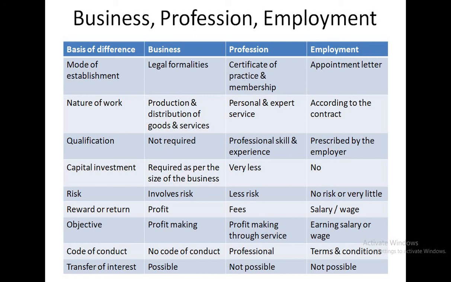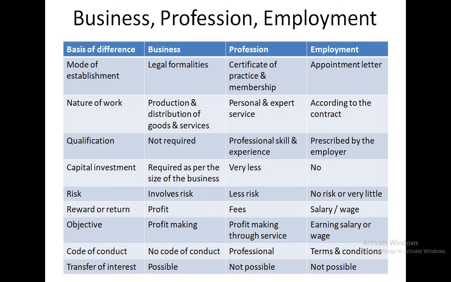Then the sixth point, reward or return. In business, the reward is called profit. In profession, the reward or the return is called fees. And in employment, it is salary or wages. Seventh point, objective. In every business, the main objective is profit making. Again in profession, profit making but through services. Under employment, earning salary or wages.